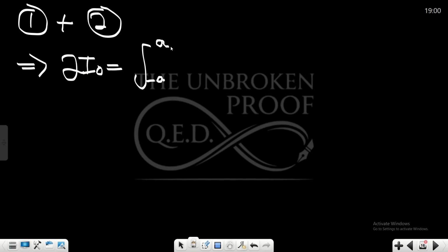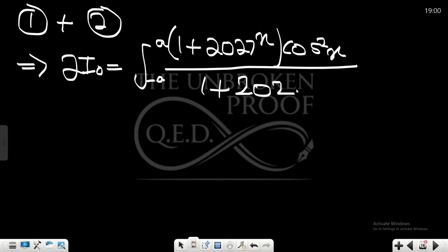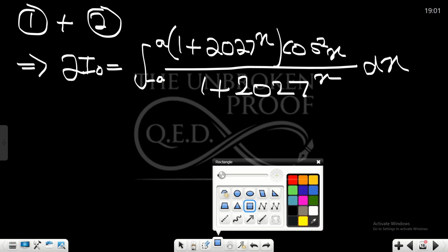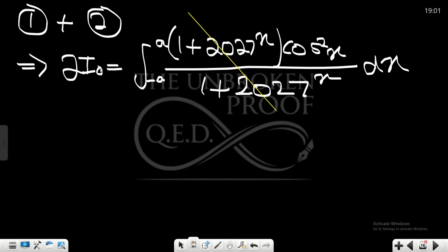integral of minus a to a, 1 plus 27 power x times cos square x divided by 1 plus 27 power x dx. And if you see that the numerator and denominator cancel, okay, so that is the power of King's rule. So you will be only left with minus a to a, and you will get cos square x dx, and this is your 2 I naught.